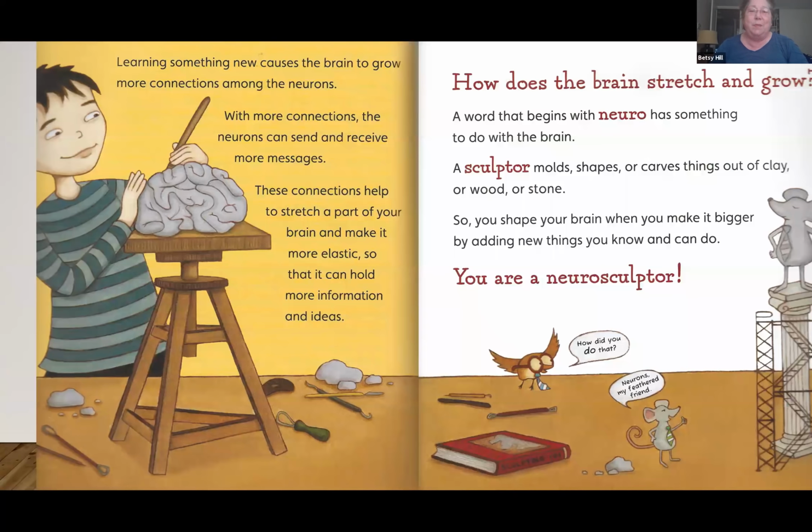And then it ends up with the idea that essentially what we each are is a neurosculptor. And I love that image. And you could have kids talk about, you could use Play-Doh or clay or any kind of other material or just drawing, and have them talk about how they would like to shape their brains, the things that they would really like to be good at.